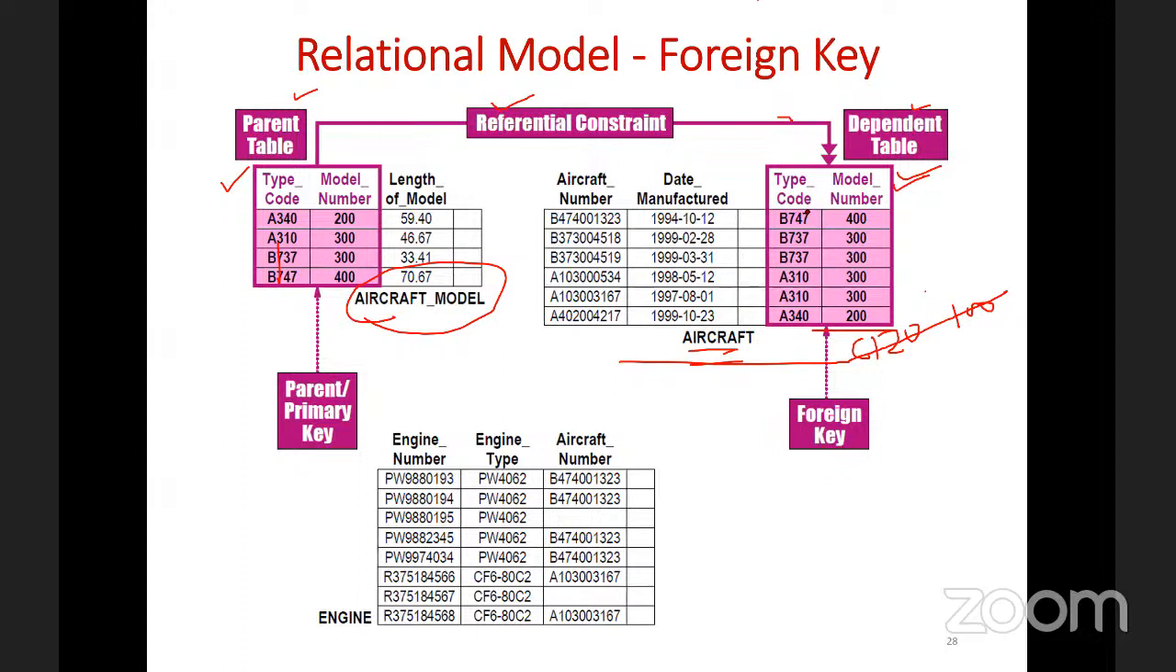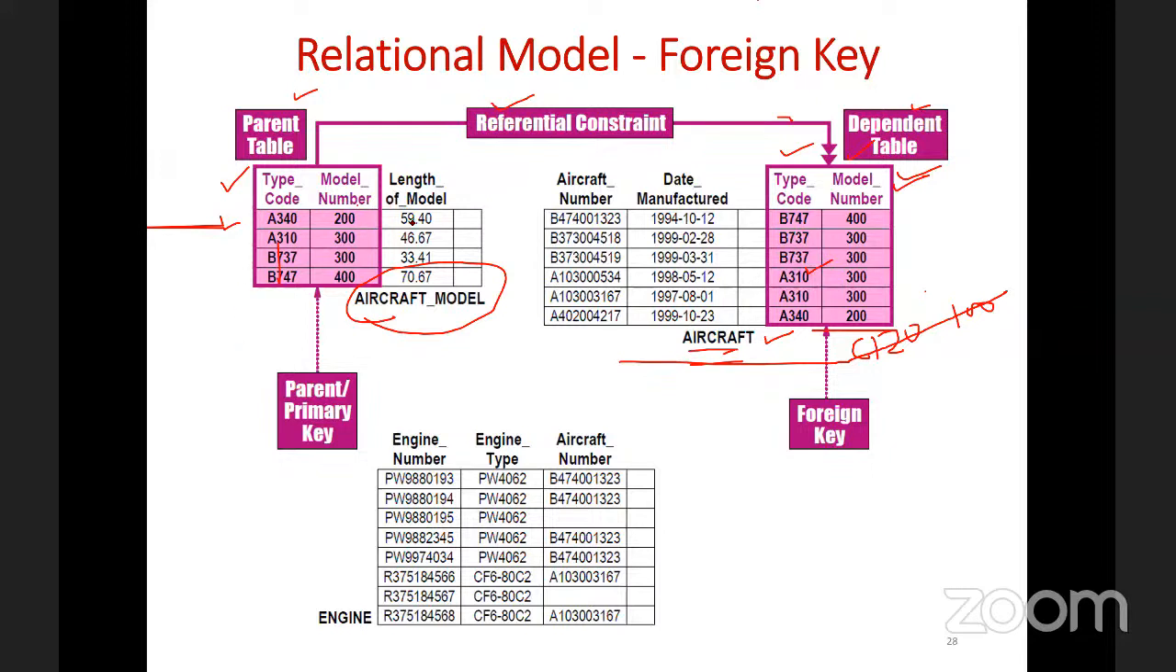Because these attributes are referred to from this table. So these two attributes, type code and model number, are the foreign key in this aircraft table, right? The type code and model number that are the primary key here, the same type code and model number are the foreign key here, right? So this is the parent table, this is the child table.